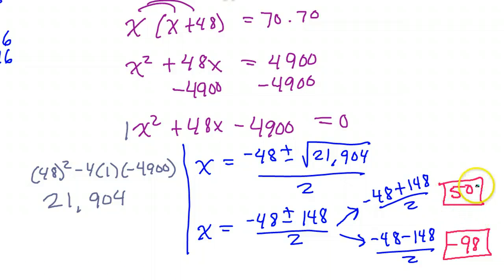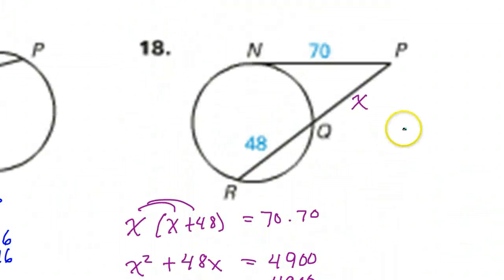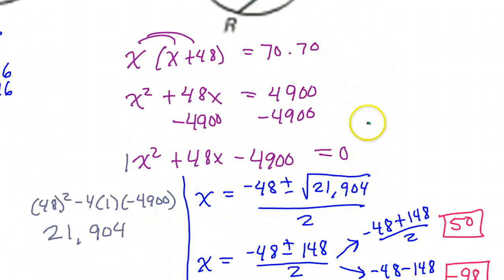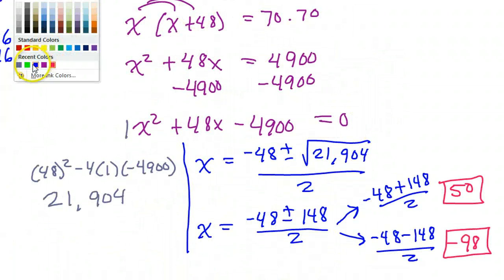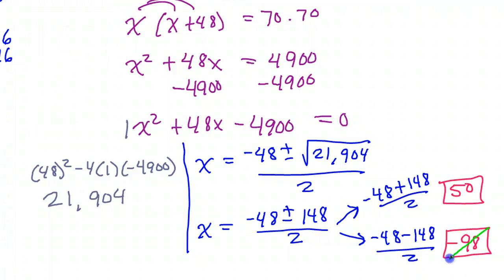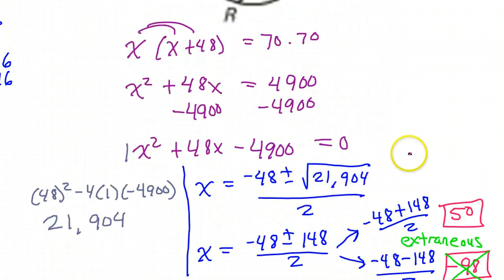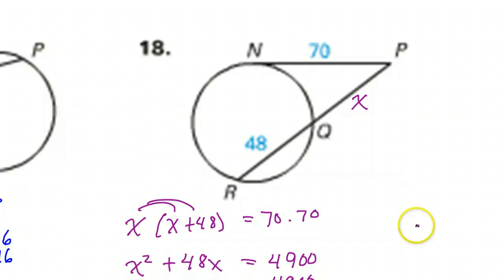Now, only one of these makes sense in this context because we're talking about the length of a segment, and a segment cannot have a negative length. So this one is what you would call extraneous. Okay, that means it is undefined in the context of this problem. You can't use it. So the only answer is actually 50. PQ is 50. That's it. Alright, and so that was the answer to number 18.